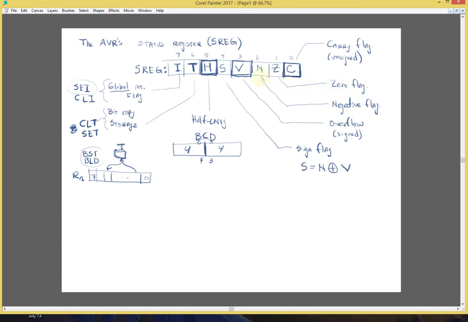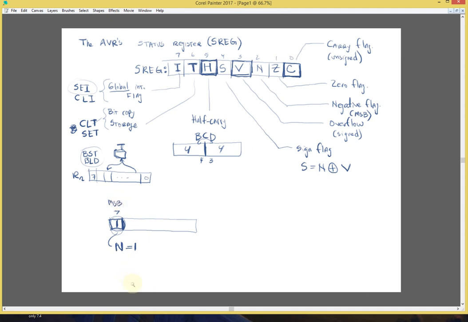Okay, the negative flag indicates the most significant bit. So that means that whenever you add two numbers or subtract two numbers, it doesn't matter what's happening. Whenever bit 7 is set to 1, whatever this bit is, it will be reflected in the N flag. So if this is 1, then N will be 1. If this is 0, then N will be 0, and vice versa. So again, this will be a copy of whatever happened in the previous arithmetic instruction for the most significant bit.